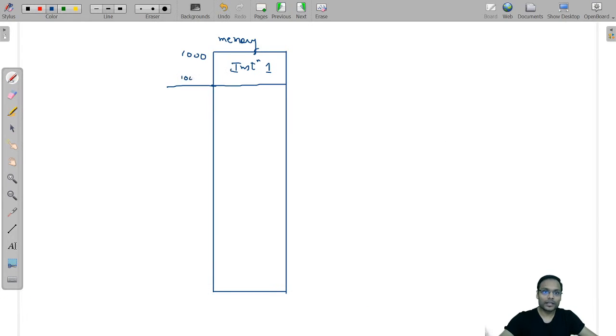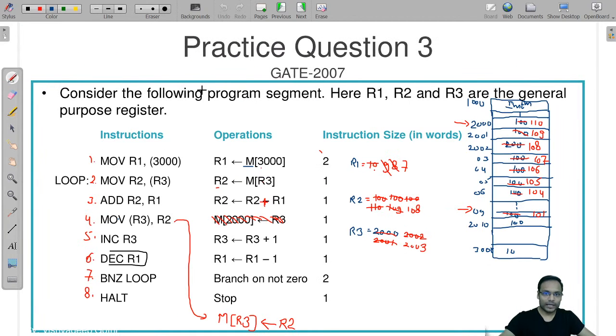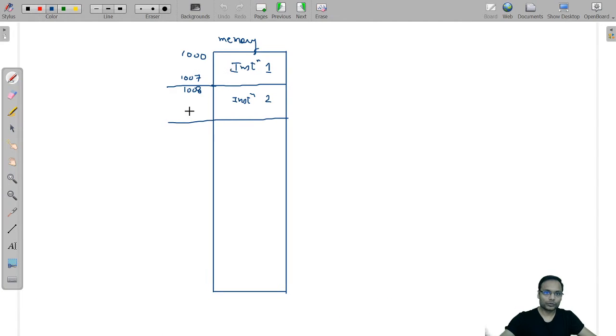So up to 1007, instruction number 1 will be stored. Instruction number 2 will be starting from 1008. Its size is what? Its size is 1. So up to 1011 it will be stored. Then instruction number 3 will start from 1012.